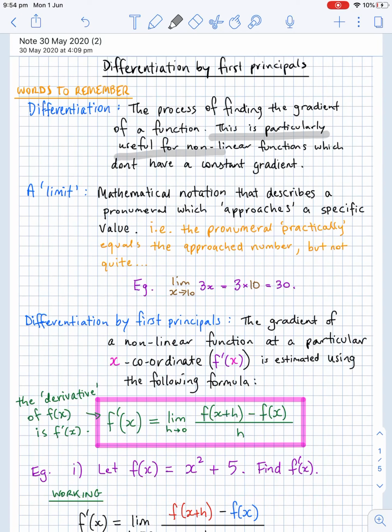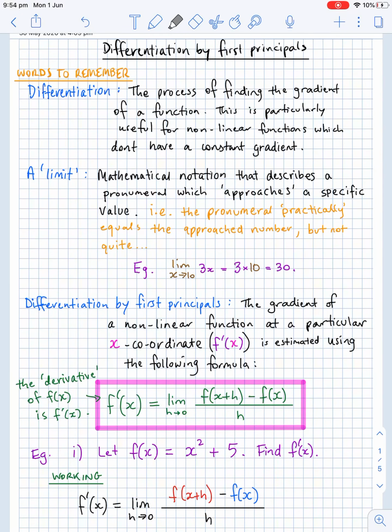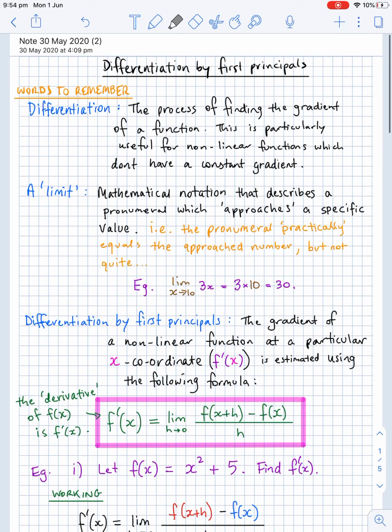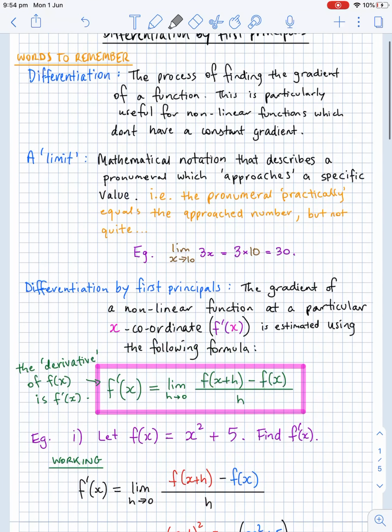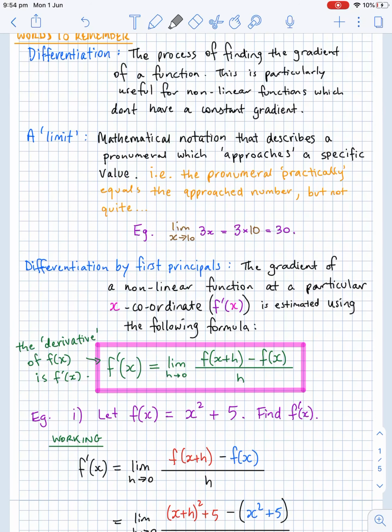This is particularly useful for nonlinear functions which don't have a constant gradient. So the idea is that these nonlinear functions have different gradients for different coordinates on their line, and the differentiation process allows you to find the gradient for these different points, because it's not always going to be the same number. So differentiation alleviates this problem of having difficulty finding the gradient for these equations.